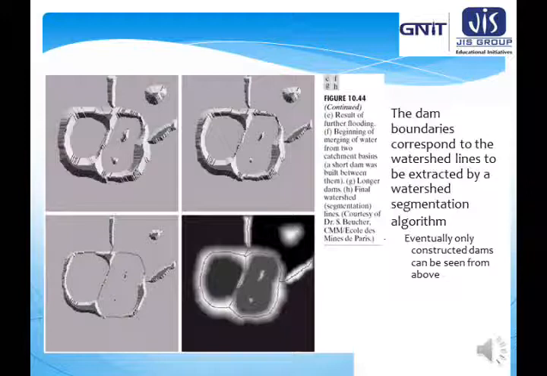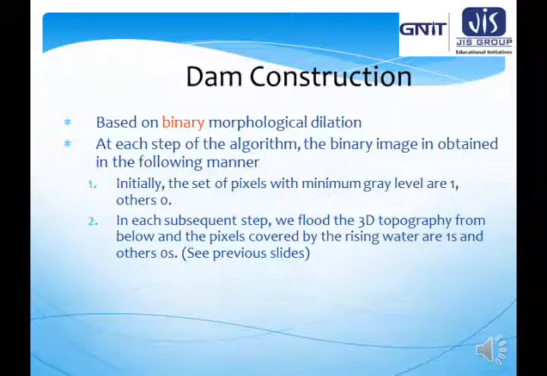Moving forward to the next slide. This is the process by which the dams are constructed, known as dam construction. Based on the binary morphological dilation process, we use this dam construction. At each step of the algorithm, the binary image is obtained in the following manner. Initially, the set of pixels with minimum gray levels are 1 and other values are denoted by zeros. In each subsequent step, we flood the 3D topography from below, and the pixels covered by the rising water are ones and the others are zeros.